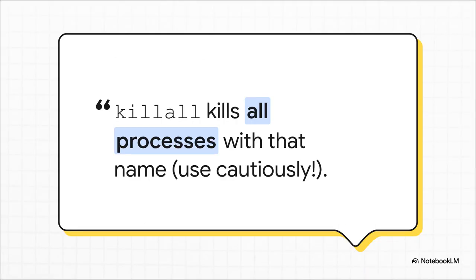Now, besides killing by PID, you can also use pkill or killall to target processes by name. This is incredibly useful, but it's also a bit dangerous. If you type, say, pkill chrome, you aren't just closing one tab. You are shutting down every single Chrome process on your system. So you have to use these with precision and care.